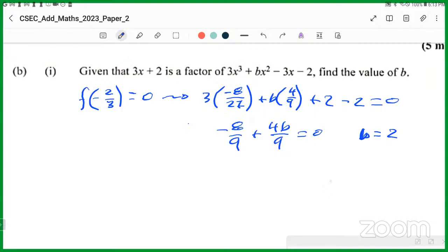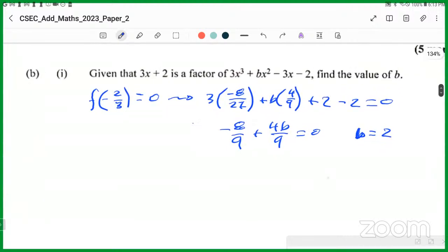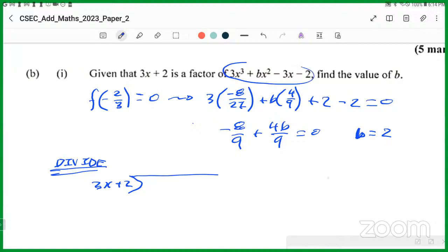So now that b is equal to 2, we're going to divide, because I don't give a lot of space to work after 10 times. See? Not a lot of space. So we'll divide, right? Let's divide. When we divide, we're dividing this by this factor, 3x plus 2, divided into this.